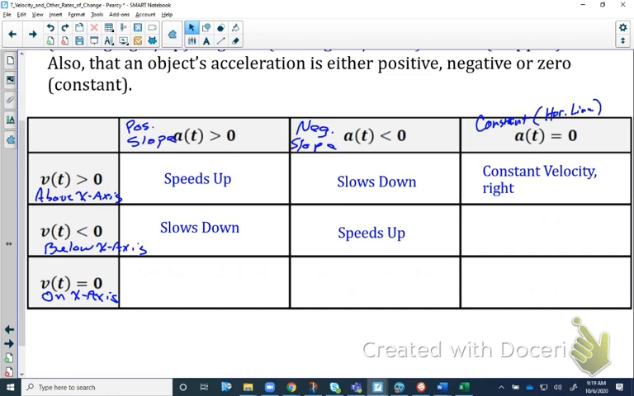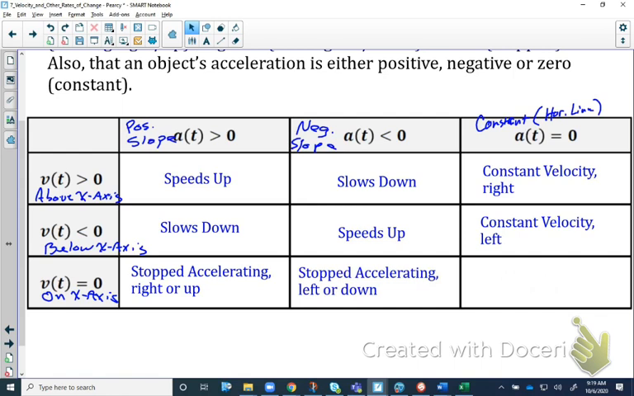So here, if the acceleration is 0, regardless of the direction, we're going to have a constant velocity. Now, if the velocity is 0 and the acceleration is positive, that means we've stopped, accelerating right or up. If the acceleration is negative but the velocity is 0, that means we've stopped, accelerating left or down. And if velocity and acceleration are both 0, it means the particle has no movement.